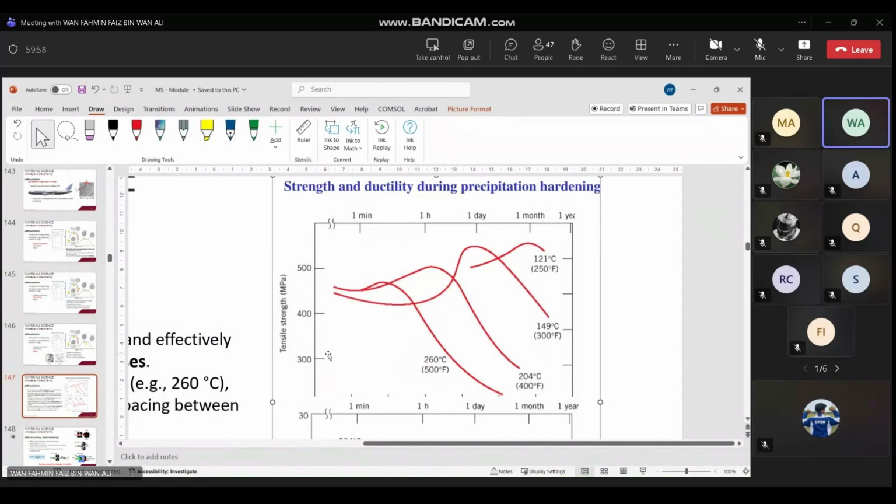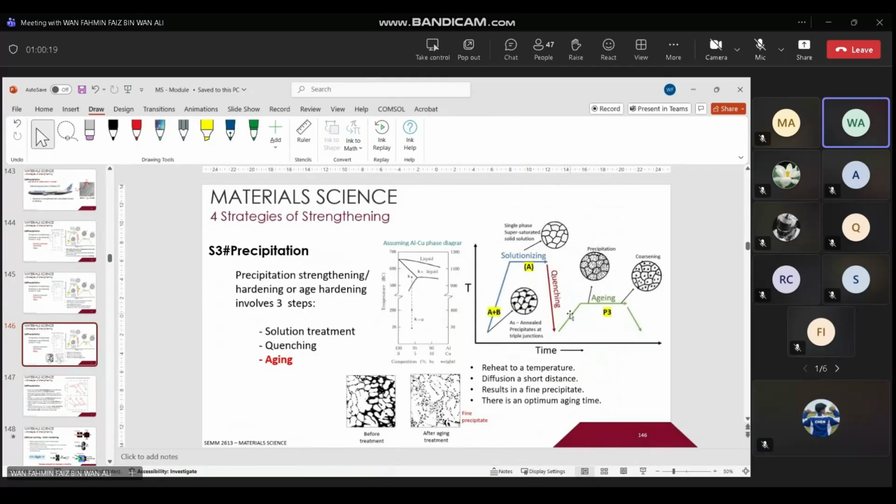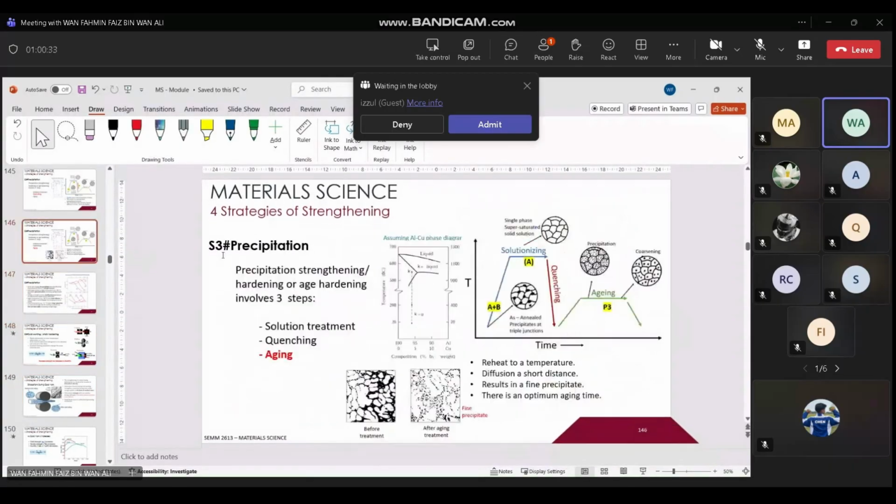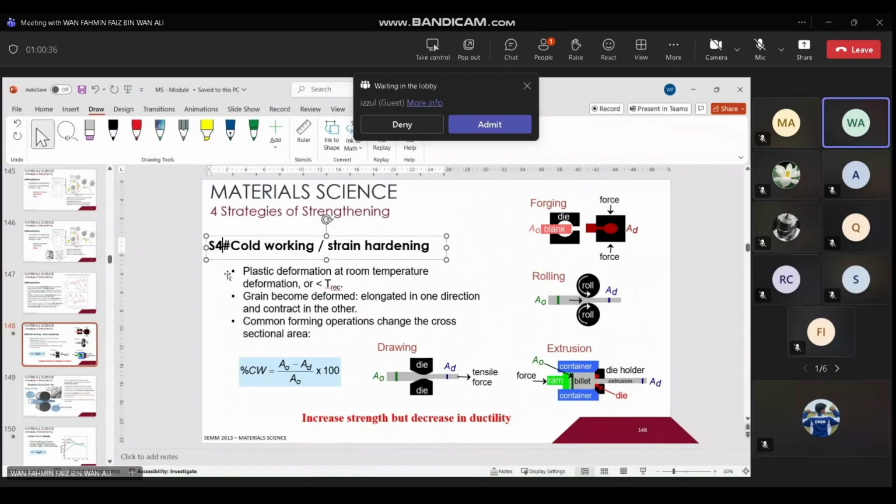If you look into the strength, basically larger precipitates reduce the strength of the material. But if you use a lower temperature, for example 100 degrees C, it takes about 1 month inside the furnace for you to get the maximum tensile properties. So that's why for the aging characteristic in this case, you need to know the temperature that you're working with, and you also need the time. That is aging.